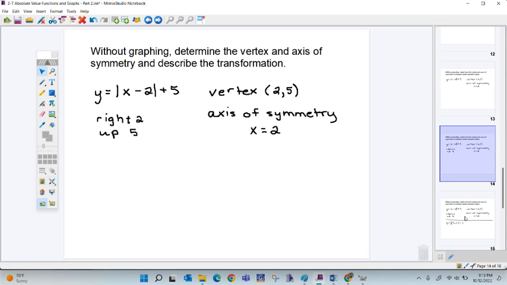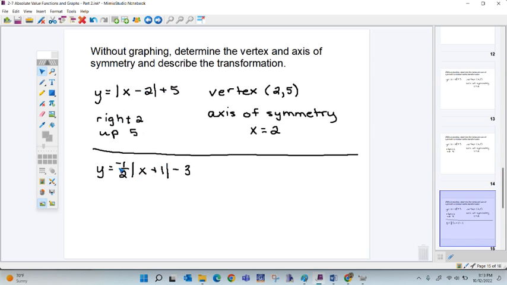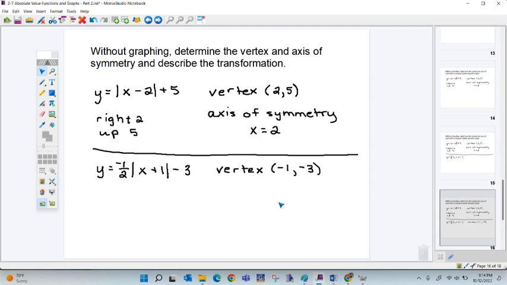This one I'm adding just a little bit here. Here's another equation for you. Let's think about what happened. Our vertex is negative 1, minus a negative, so negative 1, negative 3. Our axis of symmetry, once you have your vertex, is x equals negative 1.